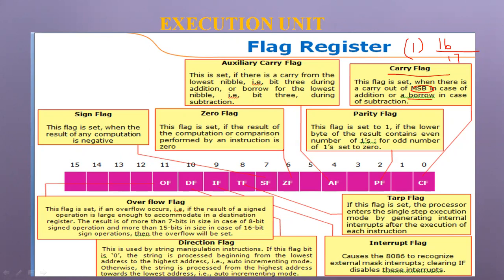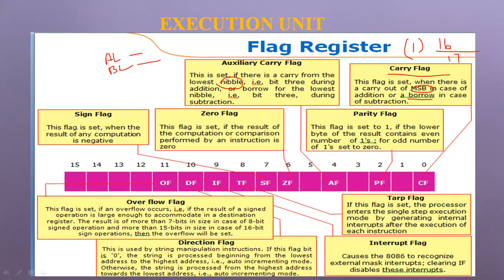Next, the auxiliary carry flag. This is set if there is a carry from the lowest nibble. Nibble means 4 bits, so that is bit 3, during the addition or borrow of the lowest nibble. The lowest part, that means addition of the AL and BL registers, 8-bit data added with another 8-bit data. Here the lowest nibble value, the extra bit, will be saved inside the auxiliary carry flag.